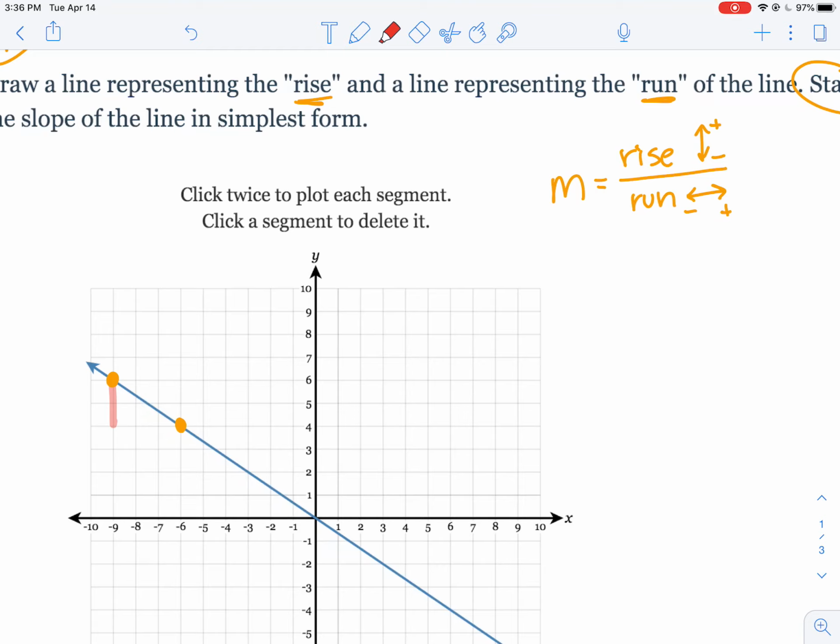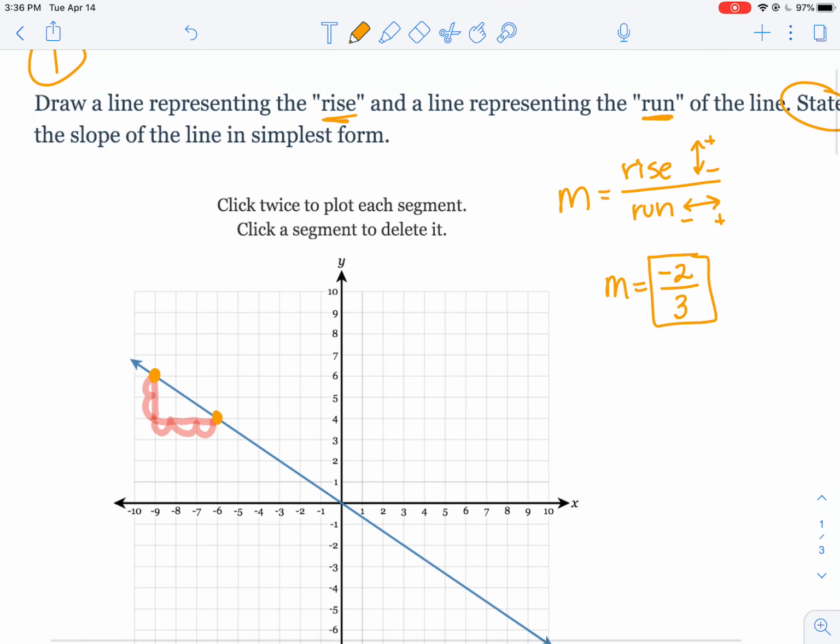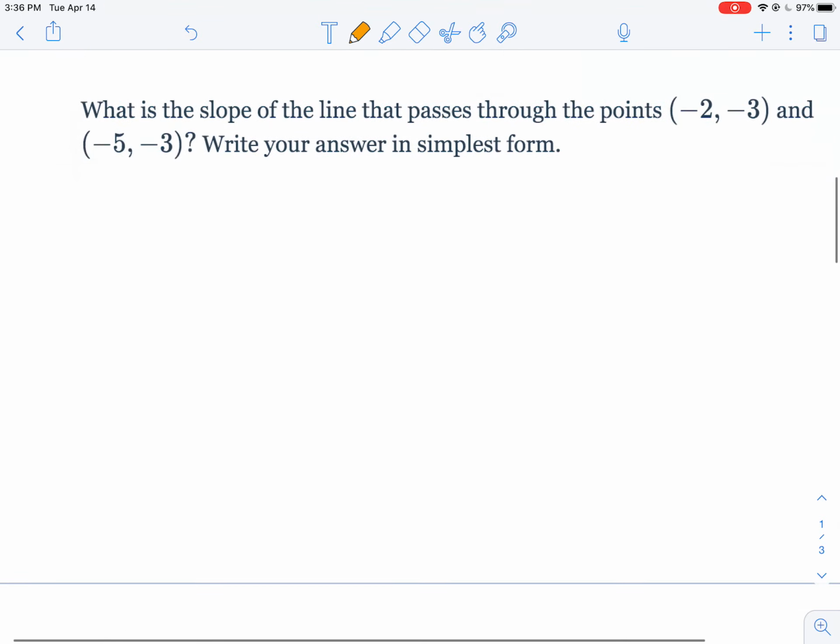So click to create the line down, and then click to create the line to the right. So it's down 2 blocks, right 1, 2, 3. So down 2 is negative 2, right 3 is positive 3. So your slope is going to be negative 2 over 3. Okay, that's for question set number 1.